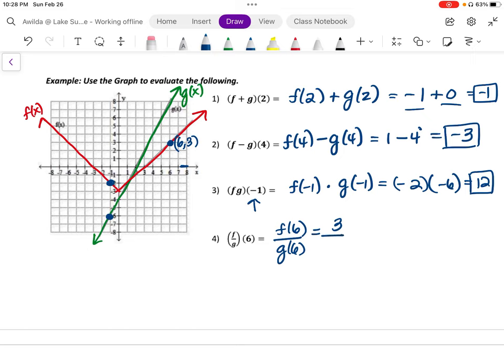And now let's look at the green graph. When x is 6, we are all the way here at the top. 6 for x, and it looks like 8 for y. So then 8 would be the denominator. g of 6 would be 8. And in this case, the fraction is already simplified, so that becomes our final answer.